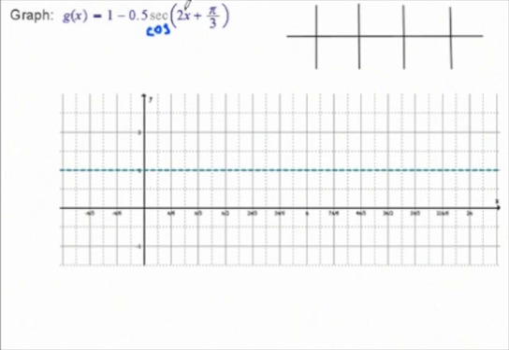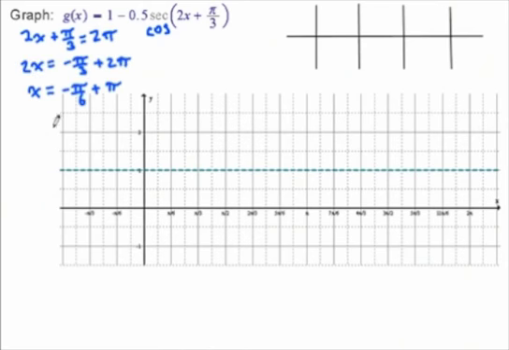Alright, so the rest of it comes from taking the inside here and setting it equal to the period of a cosine. So I'm going to take 2x plus pi over 3 and set it equal to 2 pi, and solve for x. So after I solve for x, I get x is equal to negative pi over 6, the translation, plus pi, which is the period. Now remember, we're going to take pi and cut it into 4 equal pieces. And in this case, it's real easy. Pi times 1/4 is pi over 4.